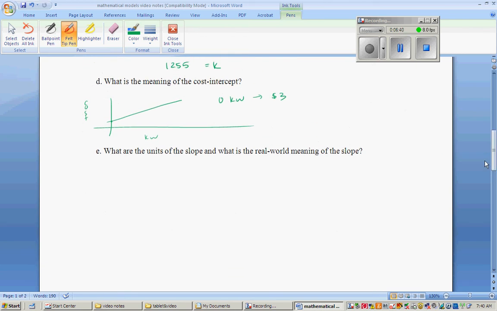And then the last thing is, what are the units of the slope and what is the real world meaning? Well, slope is y over x. And we want to put C, that's our cost, over our kilowatt hours. So what we're really doing is dollars per kilowatt hour. That's what it means.